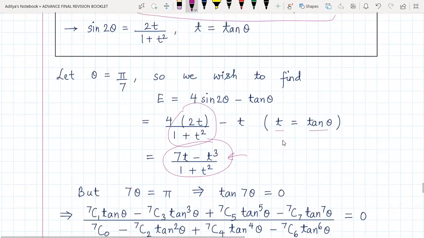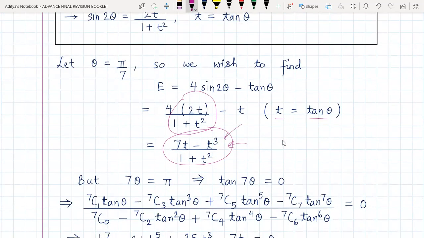Now obviously this is a rational or algebraic expression in t. So we might wish to form some equation in t, which is obviously going to be a polynomial equation. So how to do that? That's what we are trying to do. θ equal to π/7 would mean 7θ equal to π, and that would mean tan of 7θ would be equal to 0.